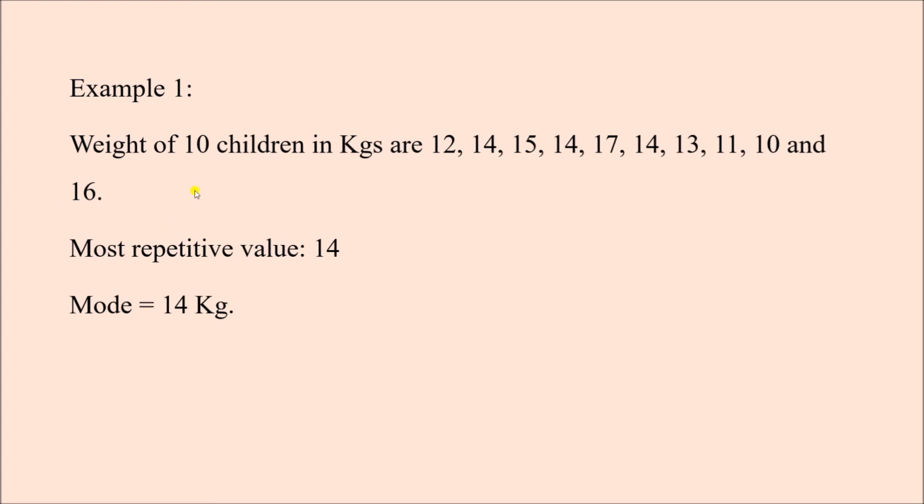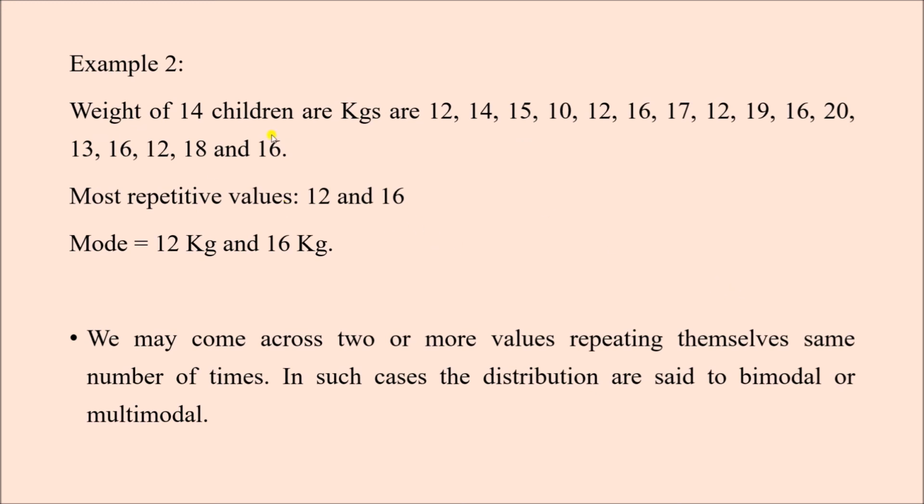In this given example, we have only 10 children, so 10 observations, and if we look at the observations here, we shall see the most repetitive value is 14. So we have 14 here once, twice and thrice. So in the given data set, we have 10 observations. Out of this 10, we have the value 14 repeating itself thrice. So that is why the mode in this given data set is 14 kg. Always remember, the unit for mean, median, mode will be same as the unit for the observations given in the problem.